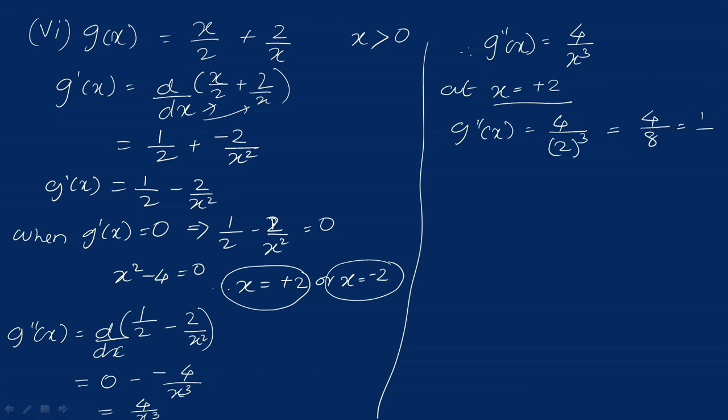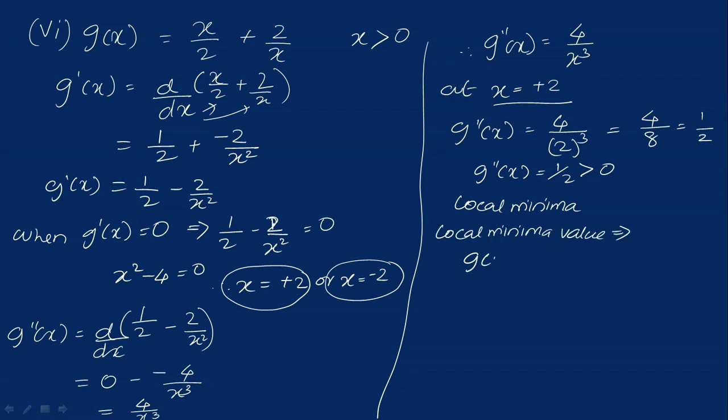At x equal to plus 2, we have g double dash of x, that is 4 by x cube, that is 4 by 2 cube, that is 4 by 8, that is 1 by 2. So it is greater than 0. So when g double dash of x is greater than 0, we have the local minima here. So what is the local minimum value?